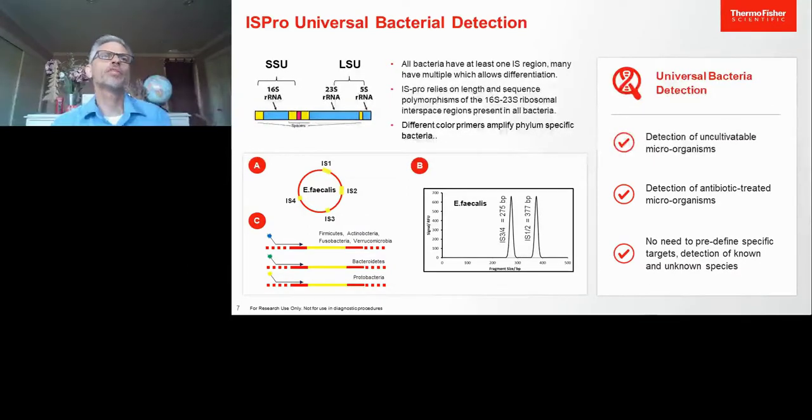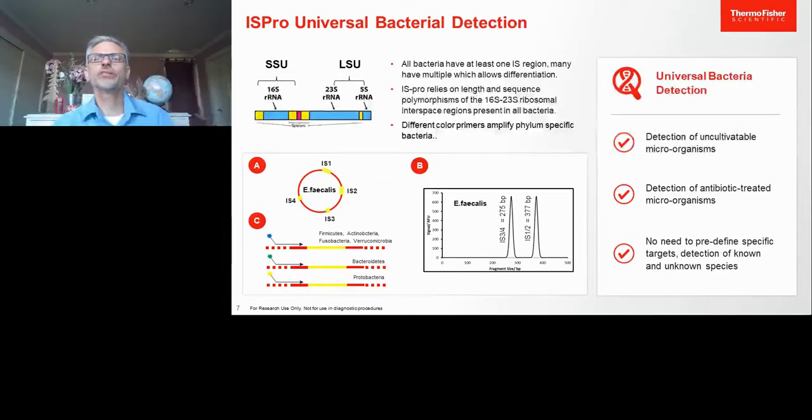So, for example, the bottom of this slide shows these interspace regions for this particular bacterial species, Enterococcus faecalis. It has 4 different interspace regions, IS1, IS2, IS3, and IS4. After amplification of IS1 and IS2, you get a 377 base pair fragment, and amplification of IS3 and IS4 produces a 275 base pair fragment. And so each bacterium has an almost unique fingerprint when these interspace regions are amplified. And you can also group different phyla of bacteria by using different labeled primers. So 3 different colors are shown here for 3 different phyla.